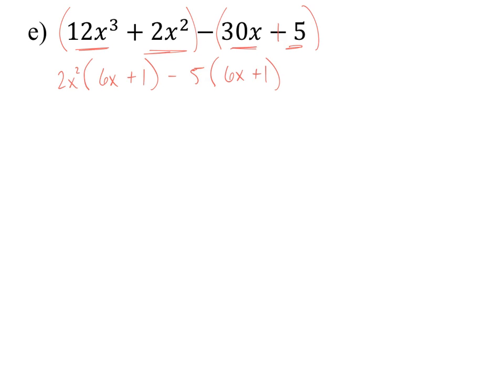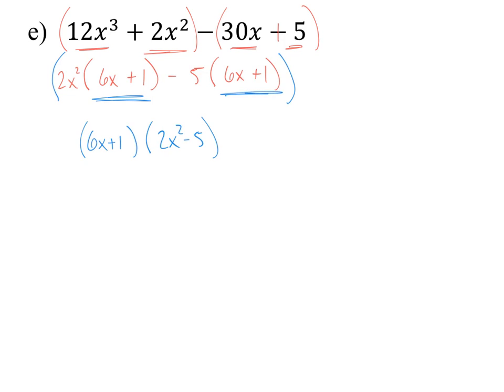And that makes things really nice for us because we can group this whole thing now and do what we just did, but on a much larger scale. They each share this piece, so I'm going to get that out of there. 6x plus 1 is a common factor. And if we divide both terms by 6x plus 1, I'll be left with 2x squared minus 5. So that is what's going to go in our second set of parentheses.